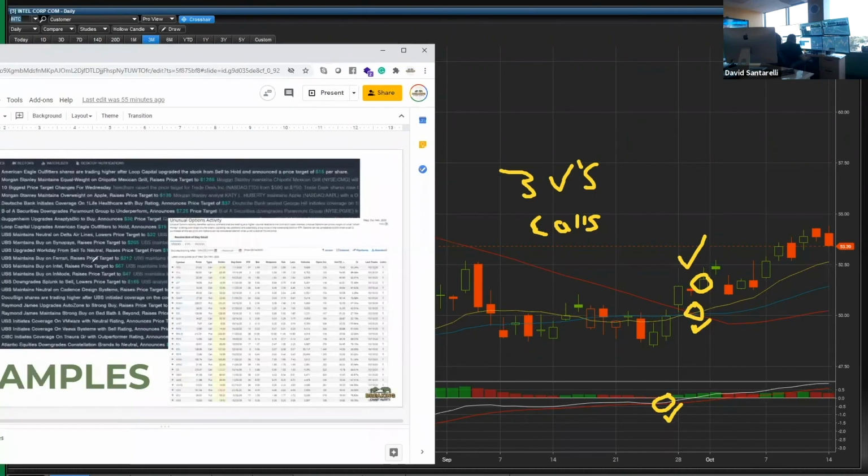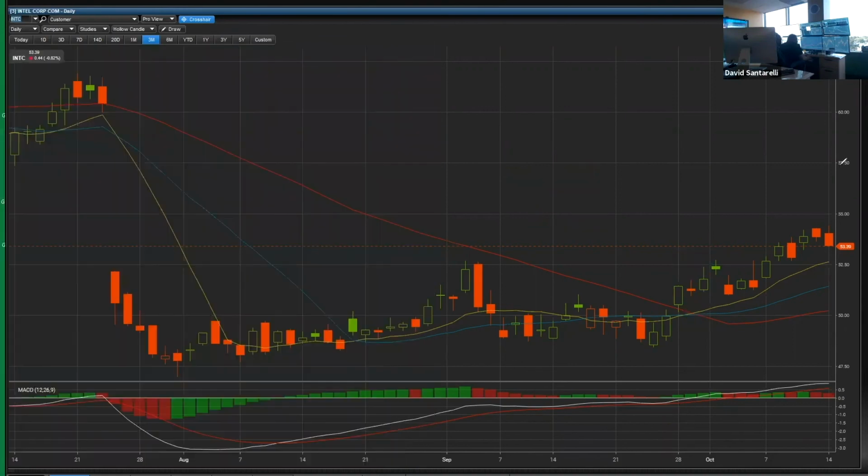They just upgraded it to $67 right here. So if they upgraded that to $67, that's way up here, target.